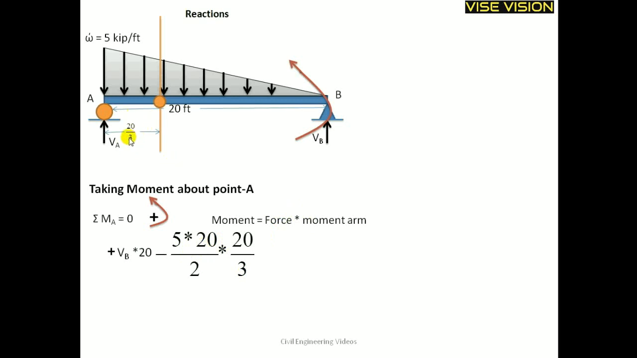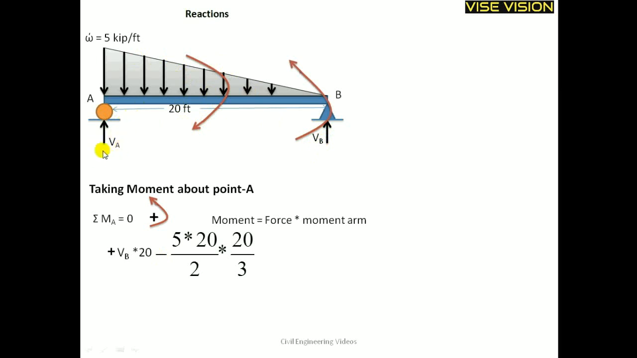This 20 by 3 is the moment arm of this UVL force about point A. This UVL creates a clockwise moment about point A, so this is taken as negative over here. Here you can see only two moments are acting about point A. One is due to VB and the second is due to the UVL force.